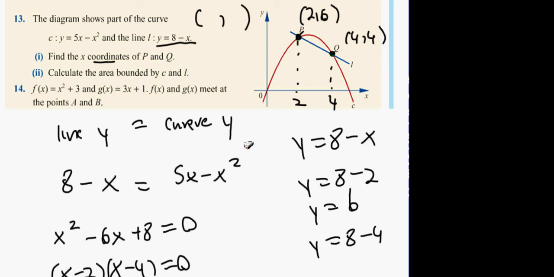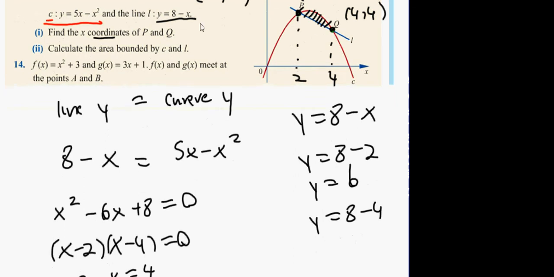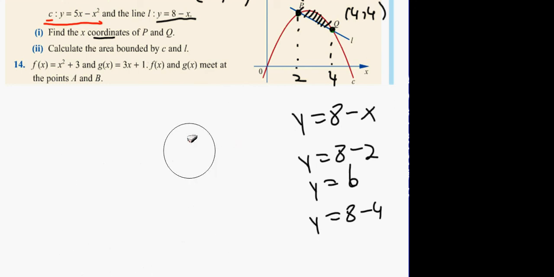Now, calculate the area bounded by C and L. Bounded means this area in here. Can anybody tell me? We'll stop here. C is not a point, it means the curve, and L is the line. Now, we're going to go about what Keane said a second ago. It's bounded to the x-axis, so what we're going to do is work directly downwards.